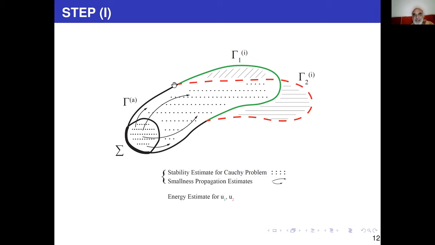So in this black area, we consider the difference U1 minus U2. This is the set G. Here on this surface sigma, we have the Cauchy data. And we are able to find the stability estimate for Cauchy in this small region. With the smallness propagation, we go to a larger region, roughly speaking all of G, up to the boundary. Now, up to the boundary, we are able to obtain a logarithmic stability estimate for the difference U1 minus U2.